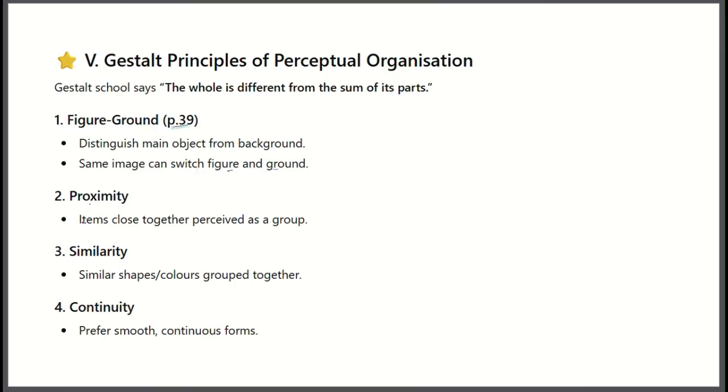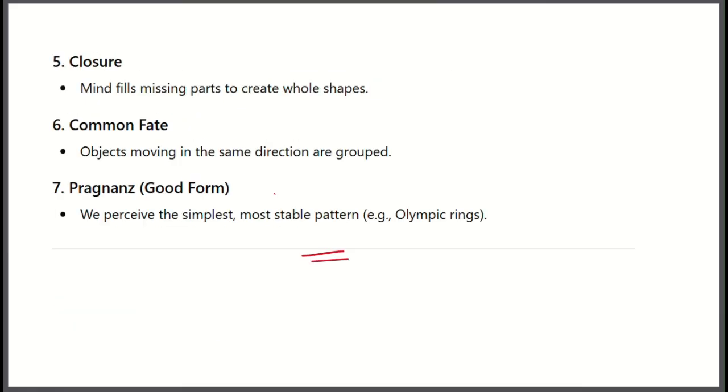Proximity: items close together are perceived as a group. Similarity: similar shapes and colors are grouped together. Continuity: we prefer smooth and continuous forms. Closure: the mind fills in missing parts to create whole shapes. Common fate: objects moving in the same direction are grouped.